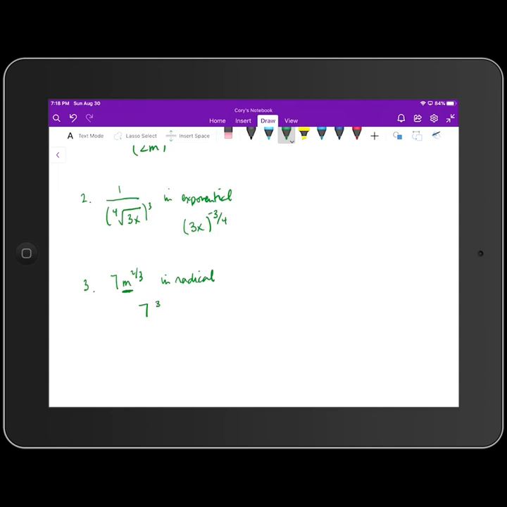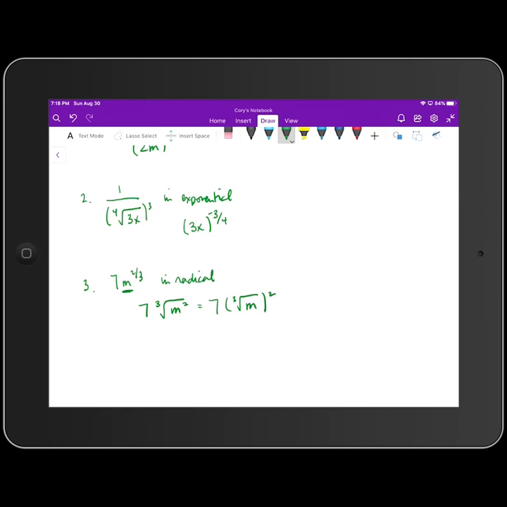the denominator becomes the index of our radical, and then our numerator becomes the power that we're raising m to. So we can write that as 7 times the cube root of m squared, or if you want to write it like this instead, 7 times the cube root of m, quantity squared, that's fine as well, okay? Either of those two interpretations are acceptable.